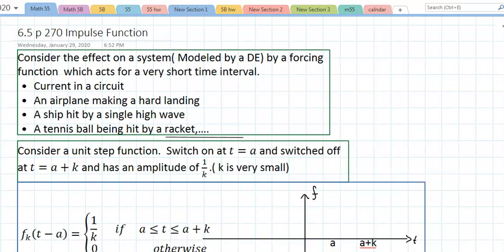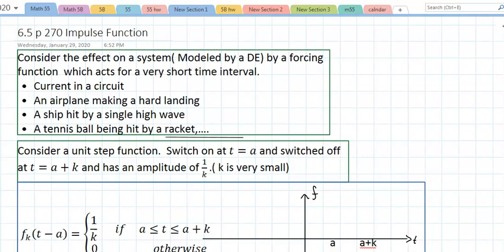Section 6.5 is on page 270, talks about the impulse function. That's one of the most used applications that we have. Consider the effect on a system modeled by a differential equation by a forcing function which acts for a very short time interval, like a current in a circuit. An airplane making a hard landing.